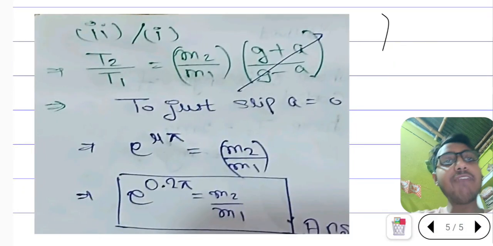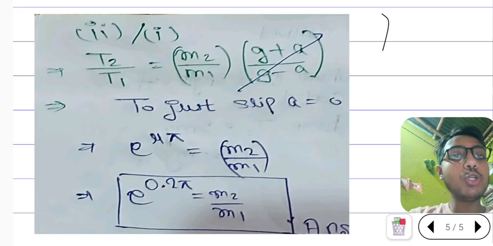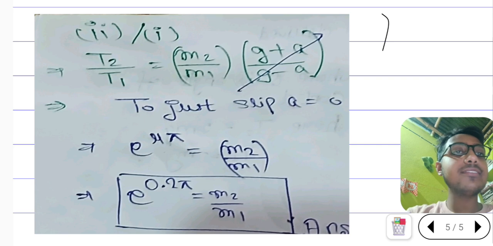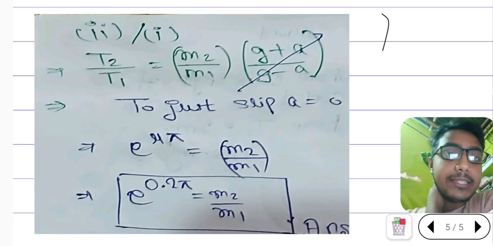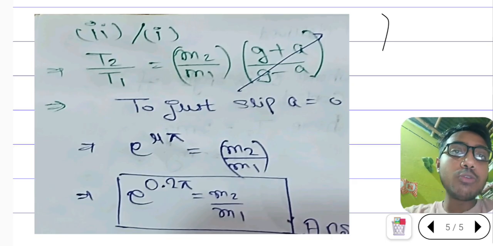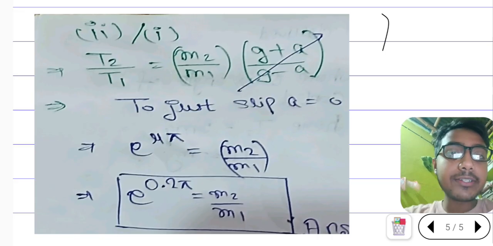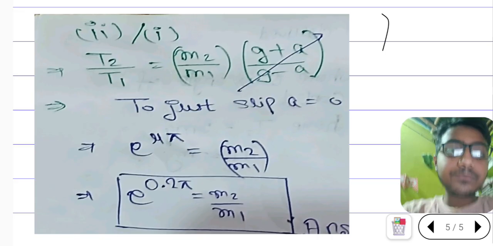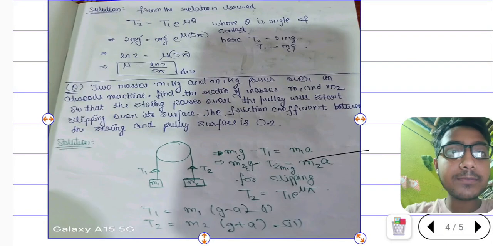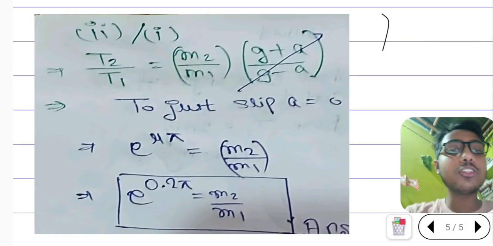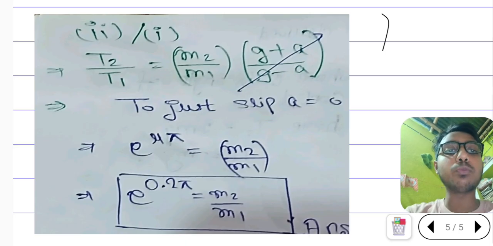Dividing equation 2 by 1, we get T2 by T1 is equal to m2 by m1 into (g plus a) divided by (g minus a), where a is 0 as it is just going to slip. So after this we will get T2 by T1 is equal to m2 by m1, and m2 by m1 is equal to e to the power mu pi. This is the derivation we did, and the mu value is given in the question, I think. Yes, it is 0.2. So mu is 0.2 and the contact angle is pi. So m2 by m1 is e to the power 0.2 pi.